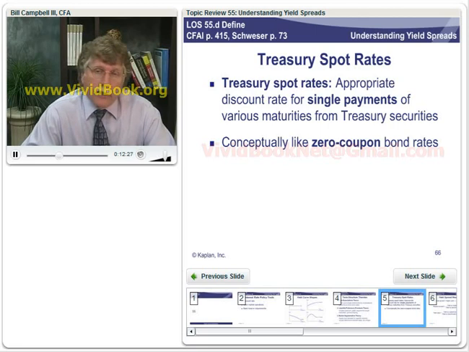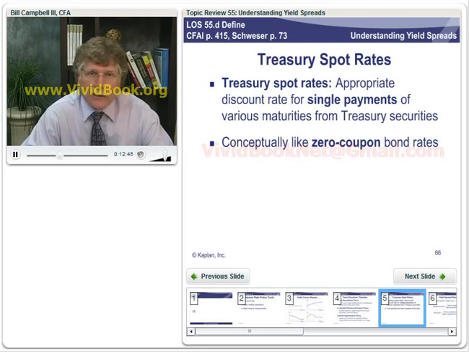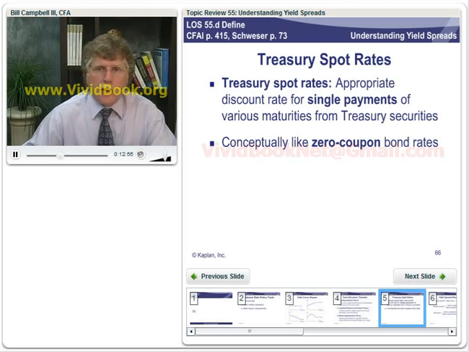One other thing to remember about these Treasury curves is that the yield we show on here is a bond equivalent yield. So it's always a semi-annual discount rate that has been doubled to get an annual rate. It's not an effective annual rate. It doesn't compound over 6-month periods. We calculate a 6-month discount rate and then we double it to get the annual rate. That's the Treasury spot curve.